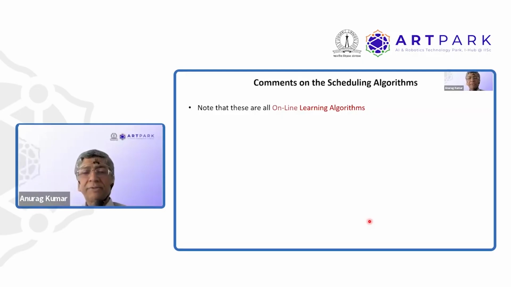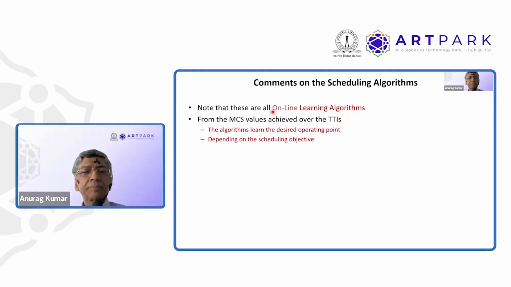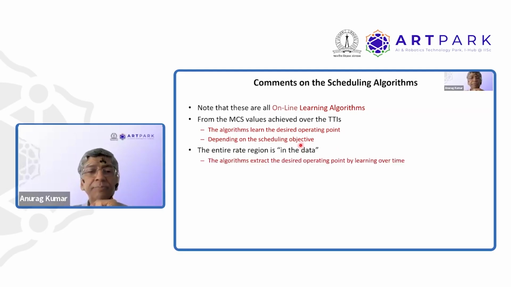But we don't have that in practice. So we have to implement online learning algorithms. These algorithms collect data and they learn the optimum point online. So from the MCS values achieved over the TTIs, the algorithm learns the desired operating point depending on the objective. The rate region is in the data. The rate region is not given to us. It's in the data.